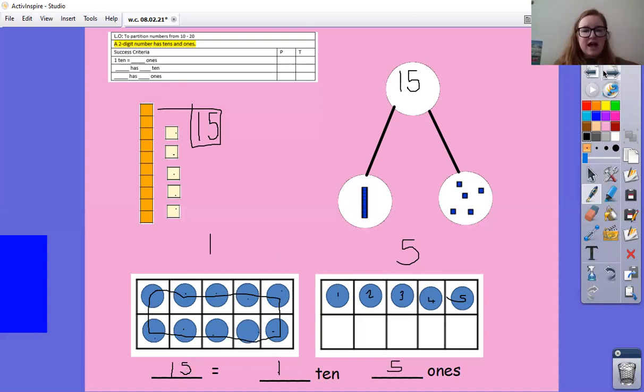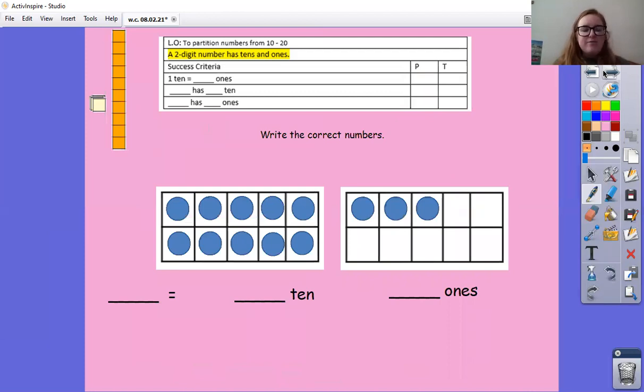Okay, so we're going to carry on today looking at identifying two-digit numbers using our tens frames. Let's see if we can work out what number this is. Here, is this tens frame full? Can I fit any more counters in there? No, so it is a full tens frame, so that means that this is 1 ten. Fantastic. Is this tens frame full? No, it is not full because I could fit more counters into this tens frame.